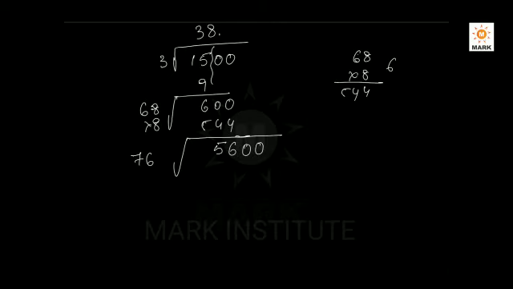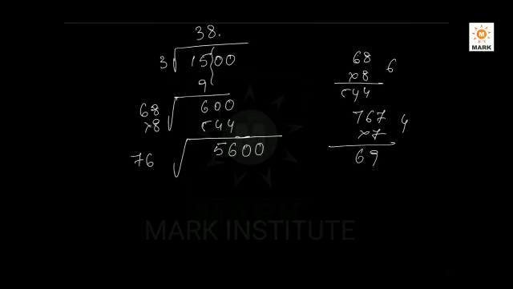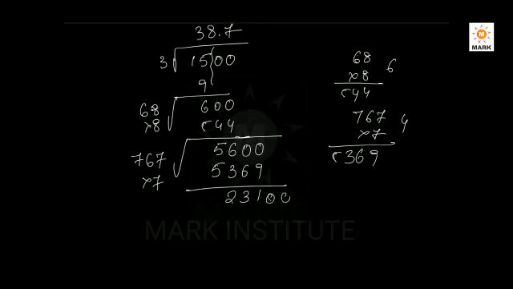So I think 7 times, I am going for 7. 6 7s are 42. 6 7s are 42 and 4 is 46. 7 7s are 49, 53. So 7 into 7, 5369. So it is 231. Again double zero.